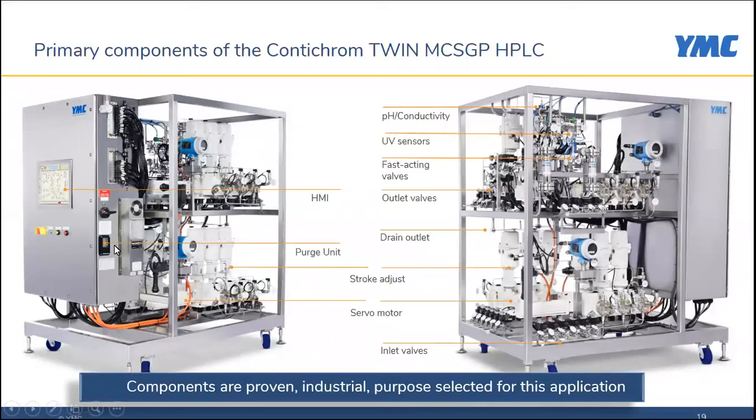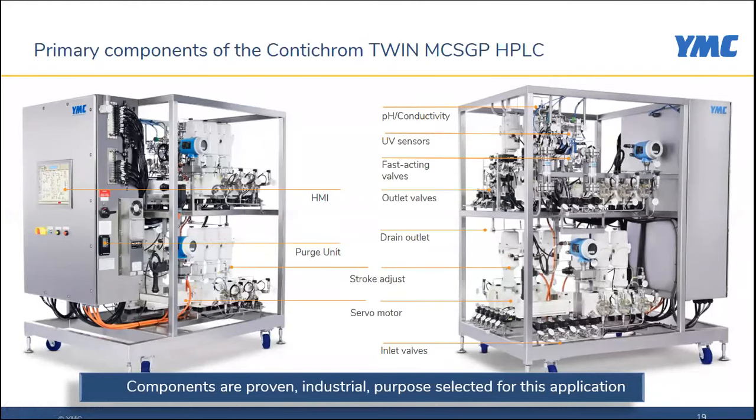You can see the HMI here, the purge unit for hazardous location. We have 2 pH and 2 conductivity sensors on top of the system, 2 UV sensors here, and a cluster of 20 fast-acting valves in this area. We have 20 inlet valves across 4 pumps, and the pumps are special for this application because we have a combination between stroke adjust and servo motors on pumps A, C, and D.